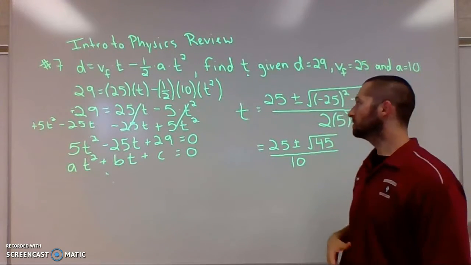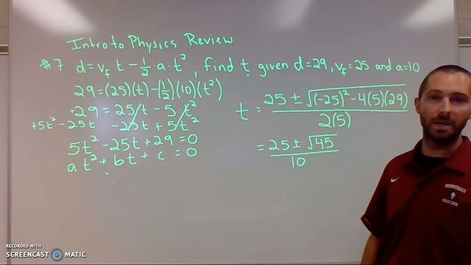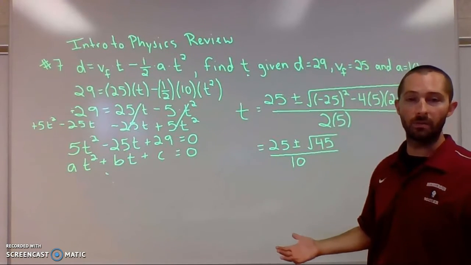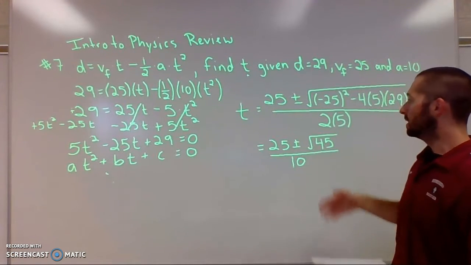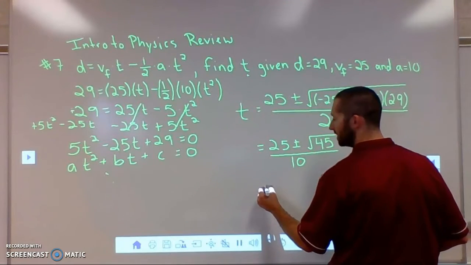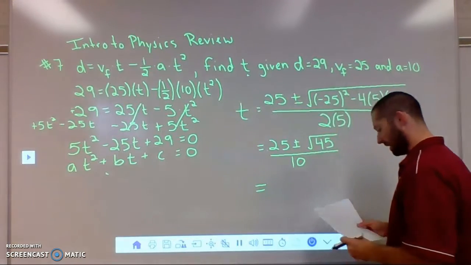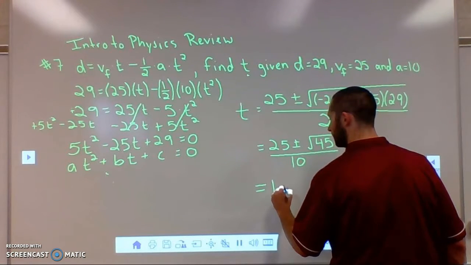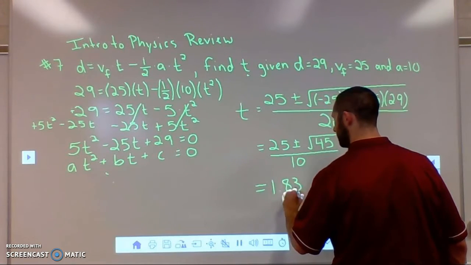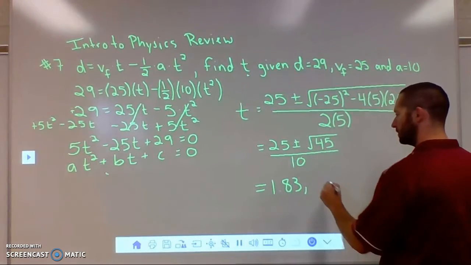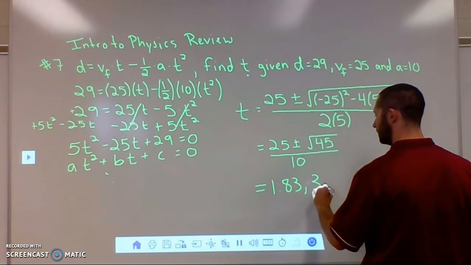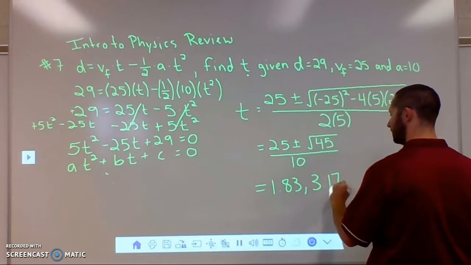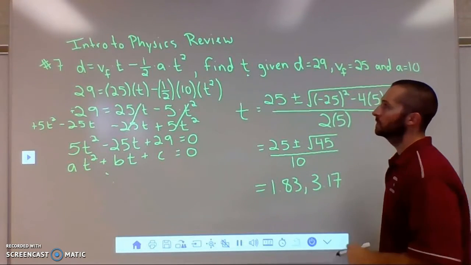In physics, depending on what value we're solving for, specifically if we were solving for time and we got a negative value, that wouldn't work for us because time can't be negative. If you go through and do the calculations and finalize this out, you should get the following answers. Your smaller one will be 1.83. Your larger solution would be 3.17.